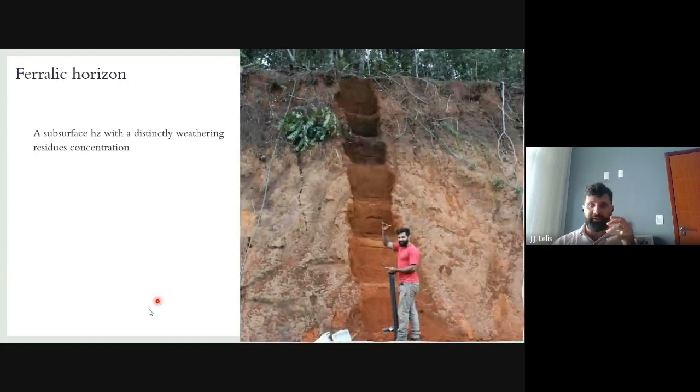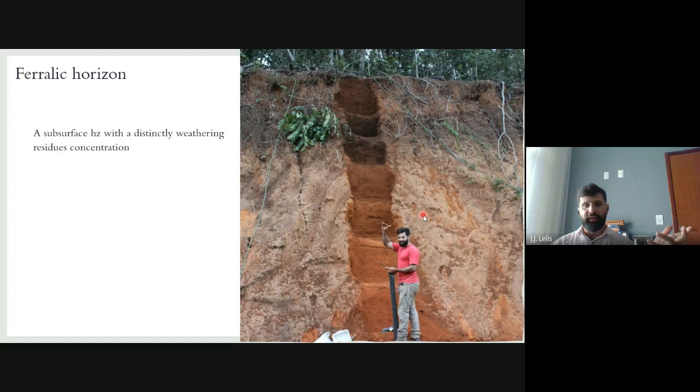Here is a picture that someone took. Here's me. I have just 1.6 meters, so I'm not so tall, of course. But here we can see an example of a Ferralic horizon. It starts below this dark horizon. Okay, this is one Ferralic horizon that has more than 3 meters.